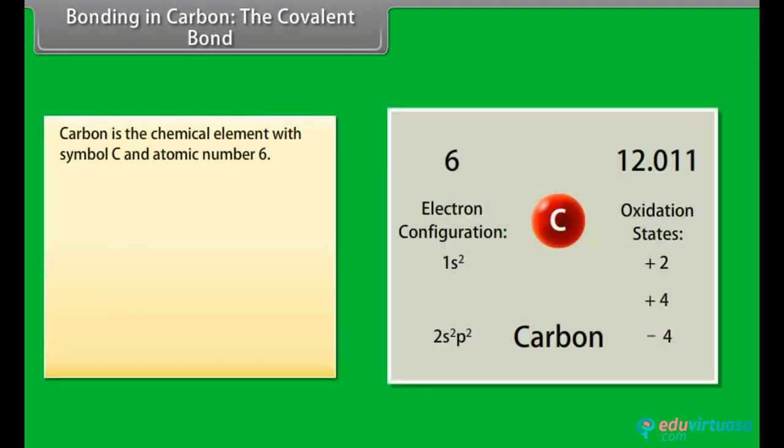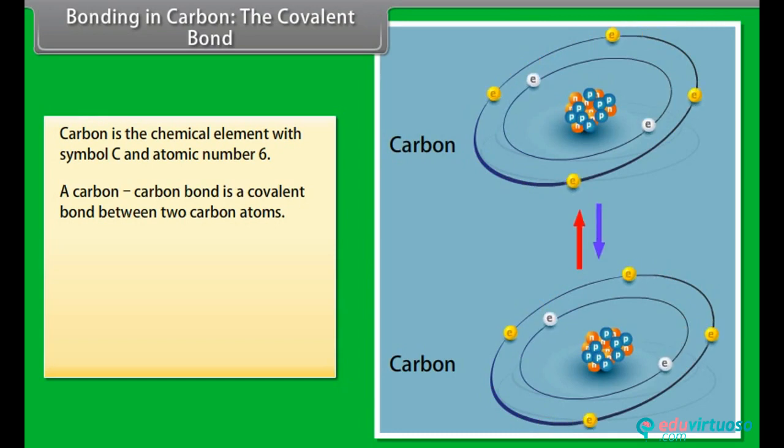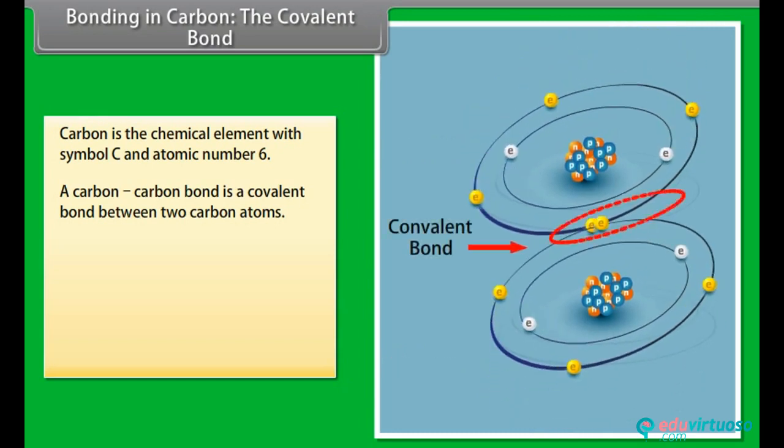Bonding in carbon, the covalent bond. Carbon is the chemical element with symbol C and atomic number 6. As a member of group 14 on the periodic table, it is non-metallic with 4 electrons available to form covalent chemical bonds. A carbon-carbon bond is a covalent bond between 2 carbon atoms. The most common form is the single bond, a bond composed of 2 electrons, one from each of the 2 atoms.